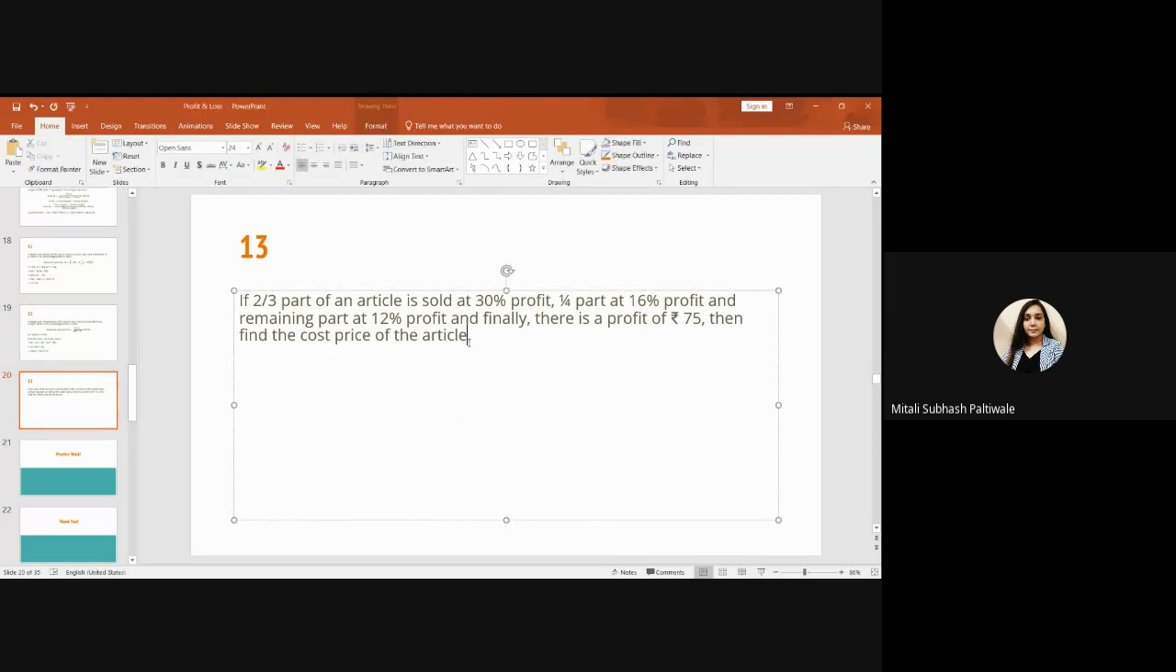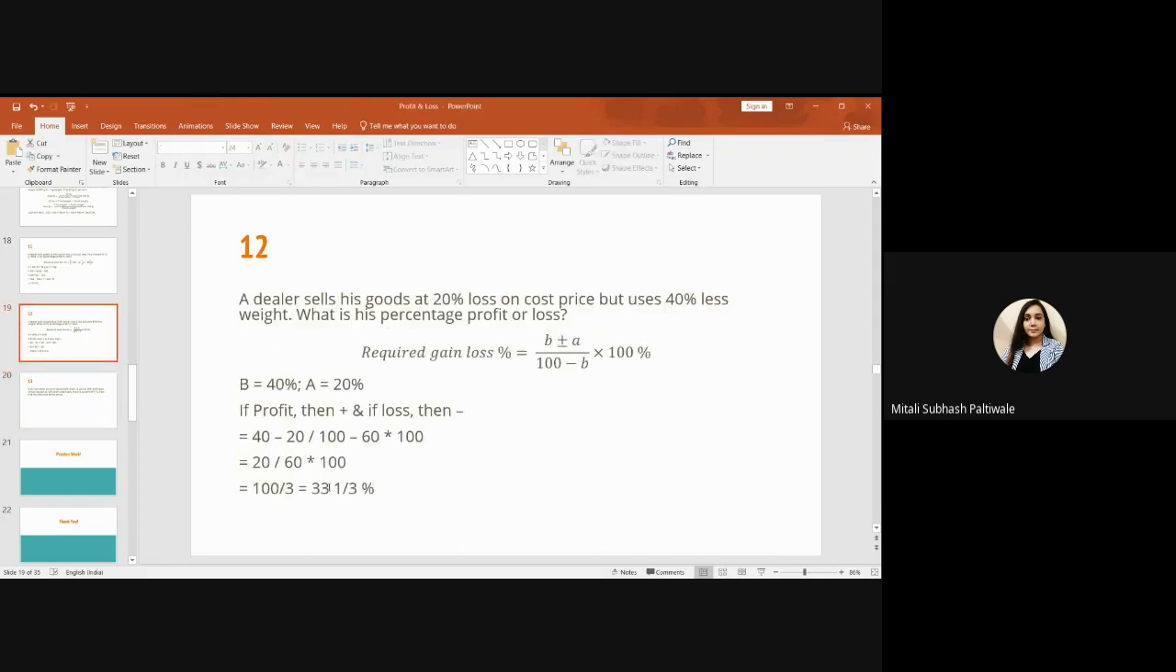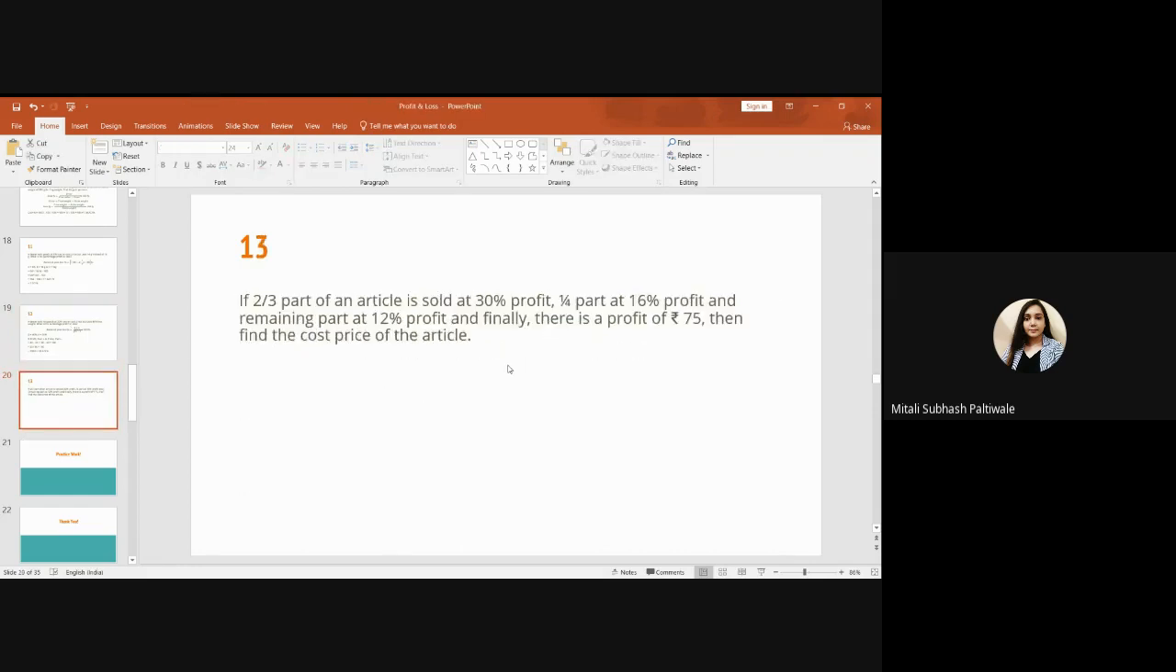Now look at this one. If 2/3 of part of an article is sold at 30% profit, and 1/4 part at 16% profit, and the remaining part at 12% profit, and finally there is a profit of rupees 75, find the cost price of the entire article.